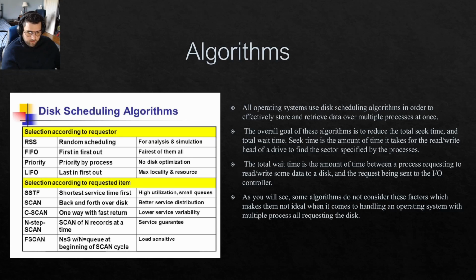Seek time is the amount of time it takes for the read/write head of a drive to find the sector specified by the process. The total wait time is the amount of time between a process requesting to read or write some data and the disk actually getting the request sent from the IO controller. Some algorithms do not consider one or both of these factors, which makes them not ideal when it comes to handling an OS with multiple processes all requesting the disk.